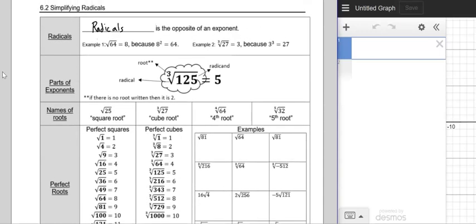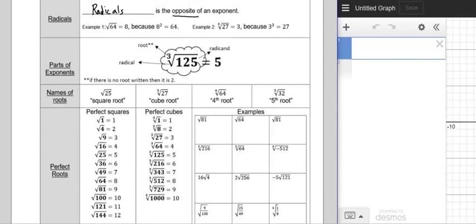Hi class. Today we're going to talk about radicals. We can think about radicals as being something that's opposite of an exponent. What I mean by that is when I say, for example, right here, what is the square root of 64? Basically, I'm asking what number times itself 2 times gives me 64. Well, that number is 8. 8 times 8 is 64, or 8 squared is 64.